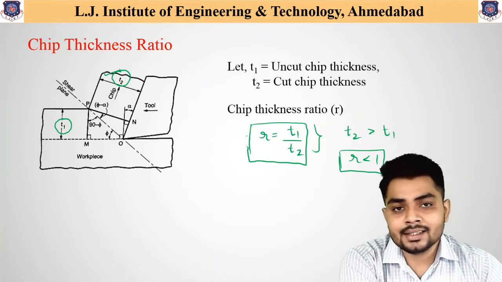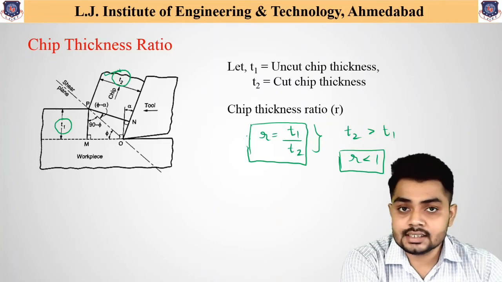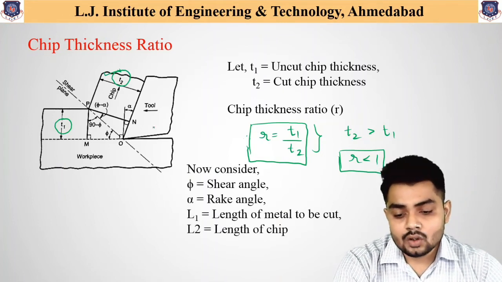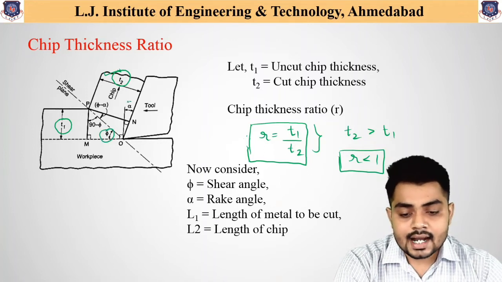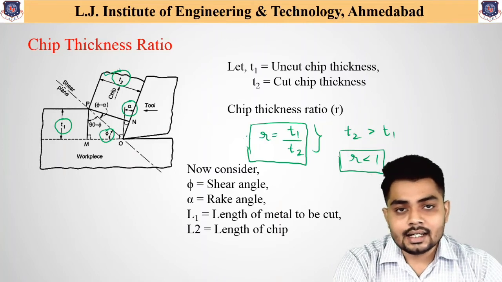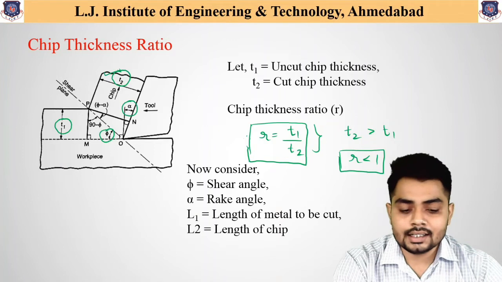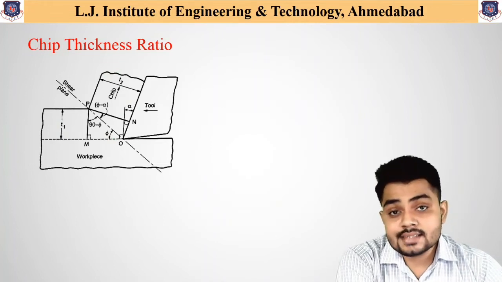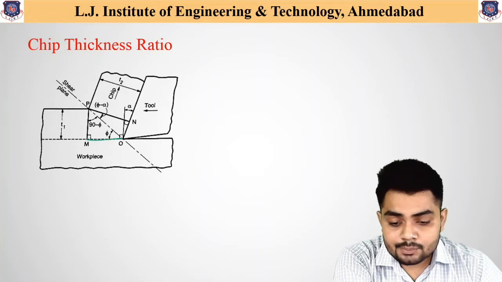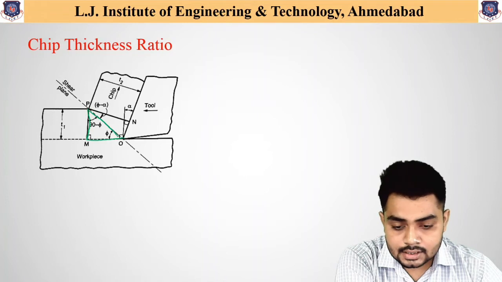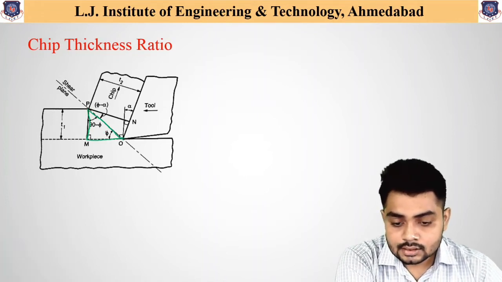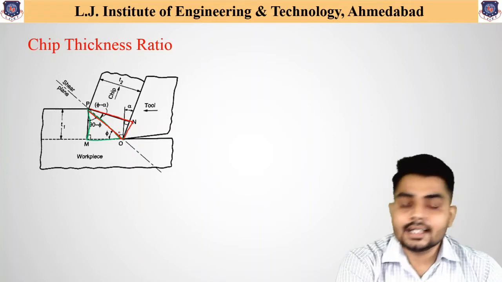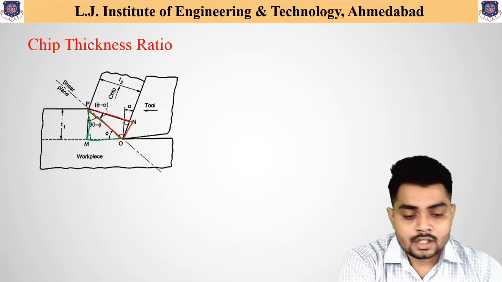This is the basic fundamental knowledge required to derive the relation between chip thickness ratio, shear angle and back rake angle. Again, this phi indicates the shear angle, this alpha indicates the rake angle, and L1 and L2 are the length of metal to be cut and the length of the chip respectively. From this simple figure, look at these two triangles: the first triangle, OMP, and the second triangle, ONP. In these two triangles certain angles are indicated, and how those angles are obtained we will now see.